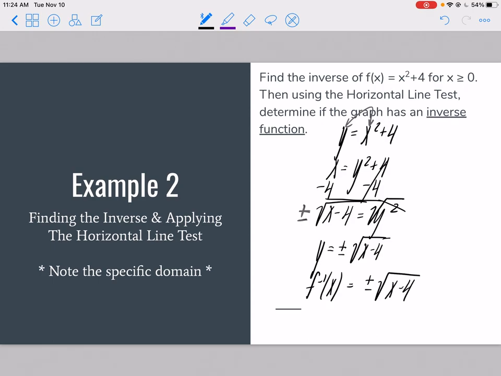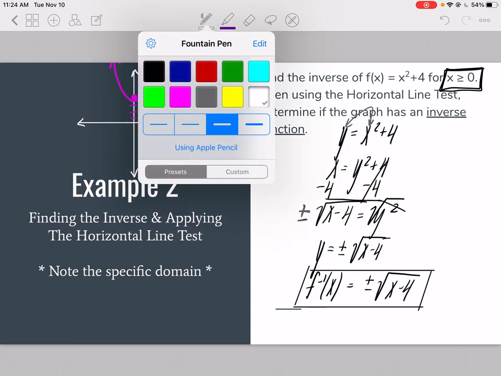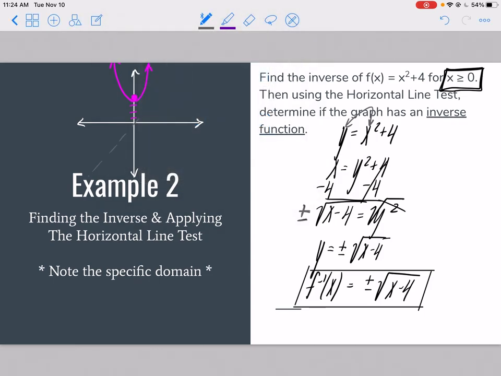Okay, now it said at the top that this only works for when x is greater than or equal to 0. Well, if I were to graph this equation, this is a parabola, and it's been shifted up 4 units. Okay, you could verify this on a graphing calculator. So it looks like this. And then if I were to reflect that over the line y equals x, like so, it is now going to turn sideways, and it's going to look like this.